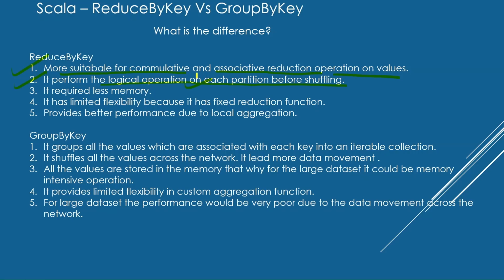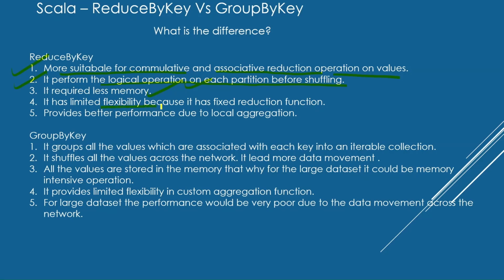That reduces the data, and when the data becomes very small, the shuffle operation performed at the last stage of the shuffling is very fast. That's why it is very much performance optimized. It requires less memory. As I mentioned, the data reduction happens at the partition level before the shuffling. That's why it requires less memory to store the data which is going to be shuffled across different executors.